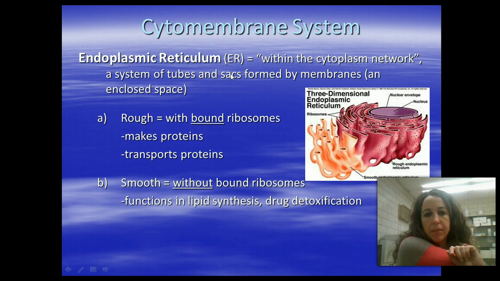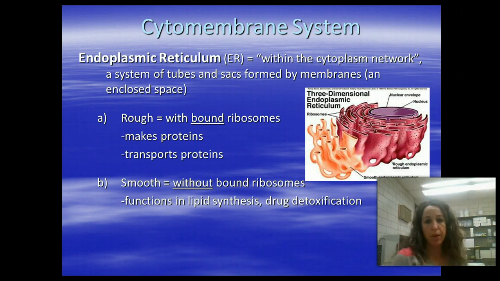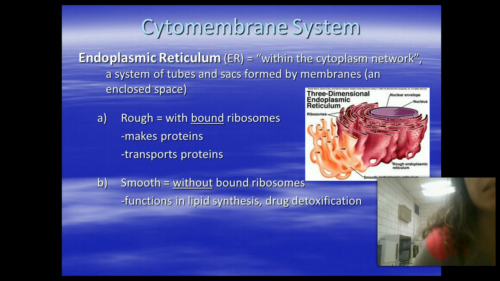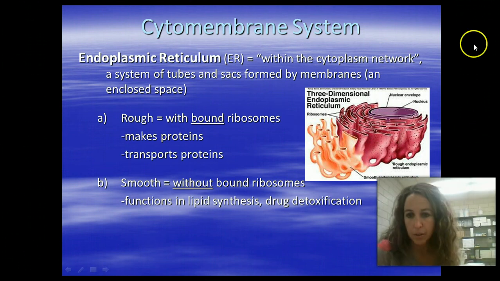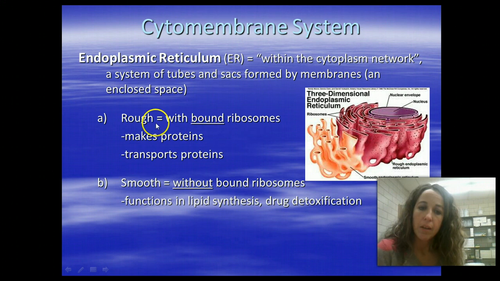It's called the endoplasmic reticulum, which means within the cytoplasm network. But what it is, the structure, is that it's a system of tubes and sacs formed by membranes. Now the difference between the two is that the rough has ribosomes attached to the tubes and the smooth does not have ribosomes. So that's where your distinction should be on the structure. So here you can see that it's located close to the nucleus. The rough is located right next to the nucleus, and it has all these little bumps on them. Those little bumps are the ribosomes. Their function is to make proteins and to transport proteins.